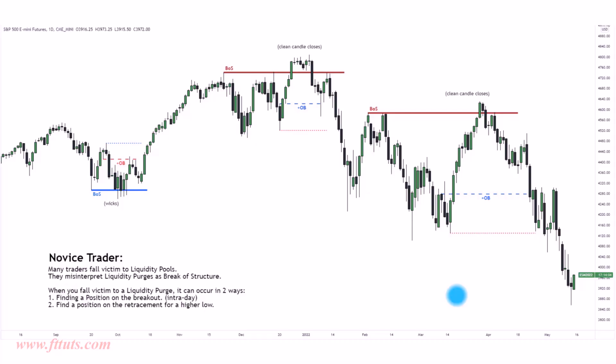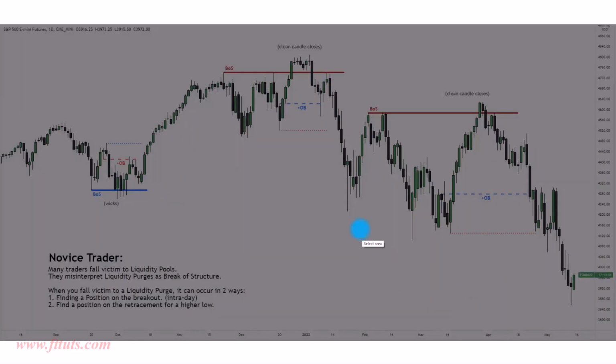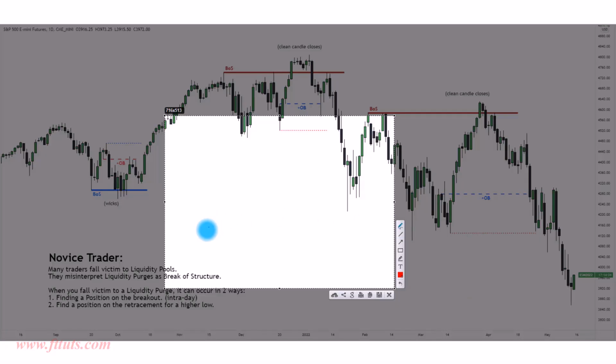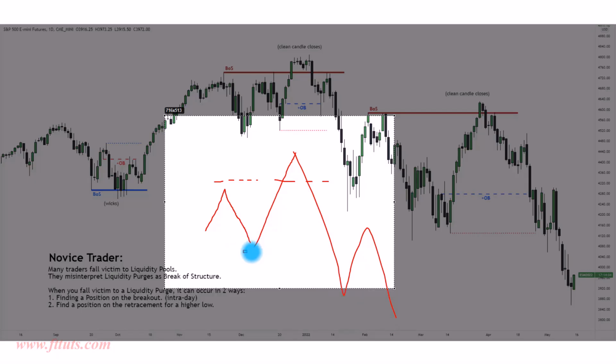What a liquidity purge is: you have a high, a purge above that high, and then the market trades lower. This would be considered the purge. The purge is just the raid on liquidity, sweeping the liquidity like we have here. This move right here would be purging the liquidity.